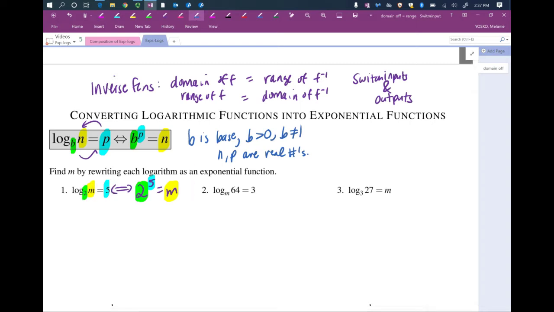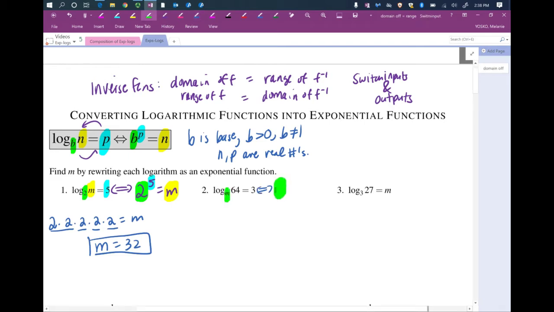What's 2 to the 5th? Well, that's 2 times 2 times 2 times 2 times 2, which is 4 times 2 is 8, times 2 is 16, times 2 is 32. m is 32. Let's try another one. Log base m of 64 equals 3. Well, now we don't know what the base is. So we are going to rewrite m as the base of the exponential as well.